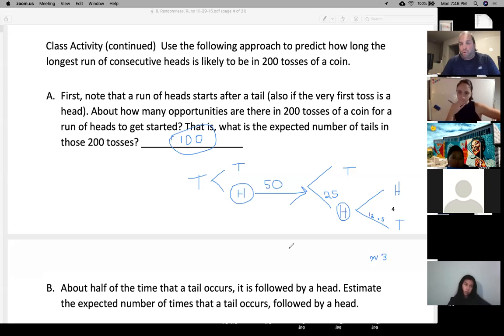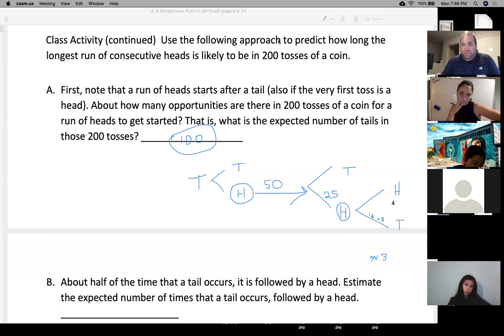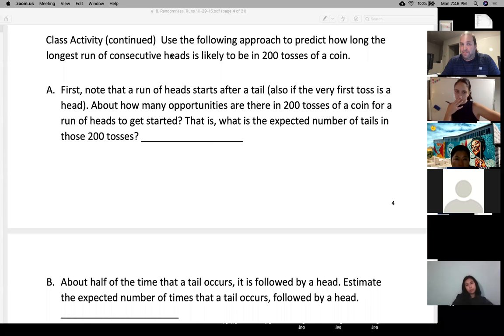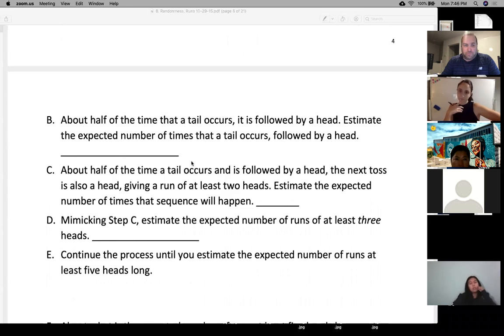But the whole point of this exercise, and we don't have to go through every step because there are lots of steps here, is that you have lots of opportunities, more so than you would expect. Does that make sense? Yeah, that's better. Okay.